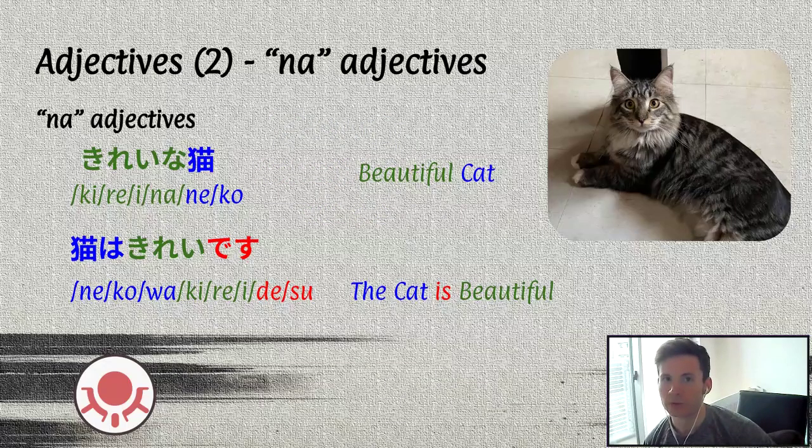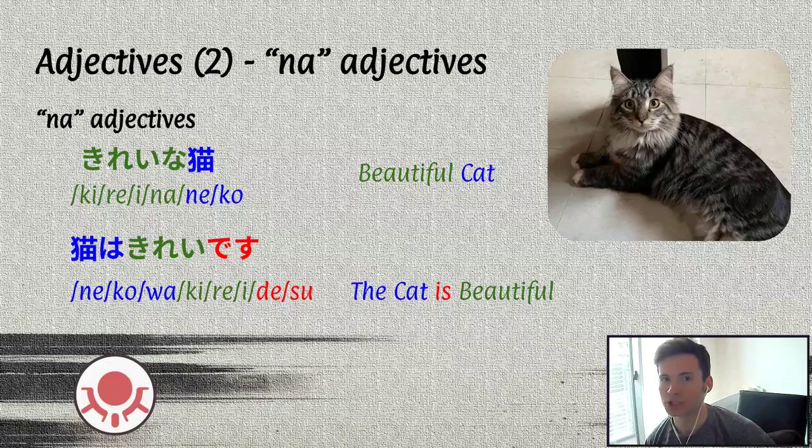Na adjectives end in na, but only when they're being used as a direct adjective to describe the subject or object. In other cases, the terminal na character is not written. Here we have the na adjective kirei. Kirei means beautiful. So if I'm directly describing the object of the sentence, which here is neko, meaning cat, it would be kirei na neko, a beautiful cat.